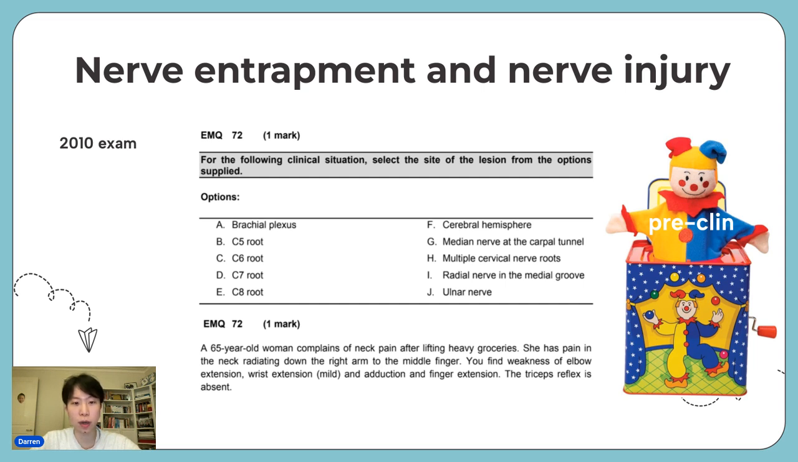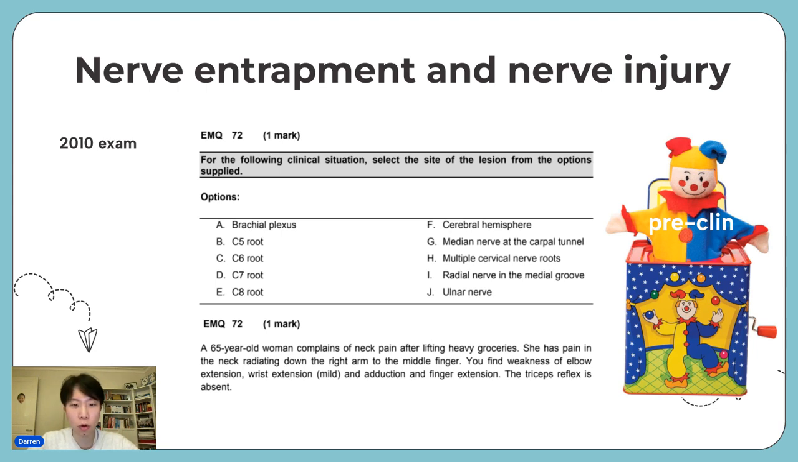Next, cerebral hemisphere, this doesn't sound right. Something in the brain wouldn't cause some of your reflexes, some weakness in some movements. Wouldn't really make sense. Median nerve of the carpal tunnel. Carpal tunnel is here, so it wouldn't be median nerve of the carpal tunnel. Multiple cervical nerve roots. I don't think multiple are involved.